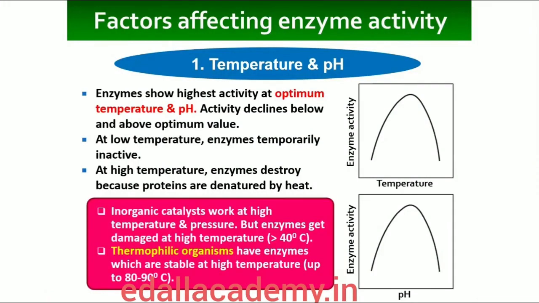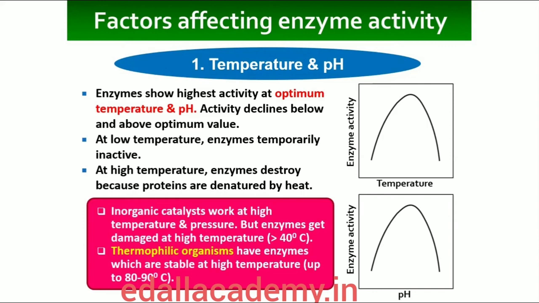The first one is temperature and pH. Enzymes generally function in a narrow range of temperature and pH. pH means percentage of hydrogen ion concentration. Each enzyme shows its highest activity at a particular temperature and pH, called the optimum temperature and optimum pH. Activity declines both below and above the optimum value. Low temperature preserves the enzyme in a temporarily inactive state, whereas high temperature destroys enzymatic activity because proteins are denatured by heat.